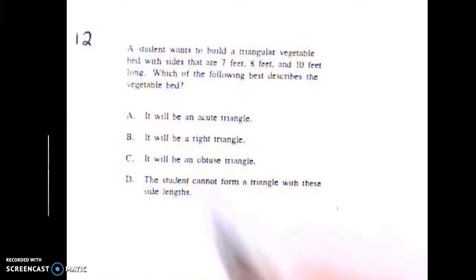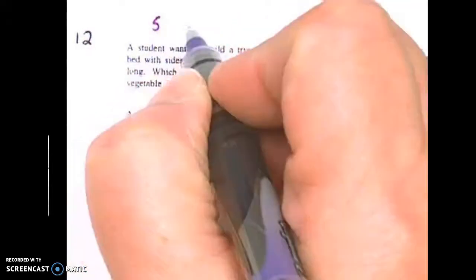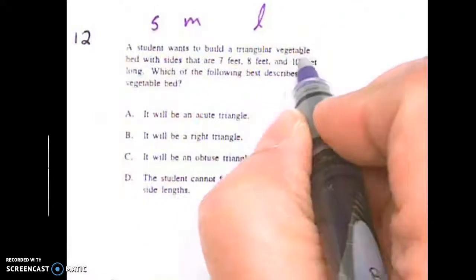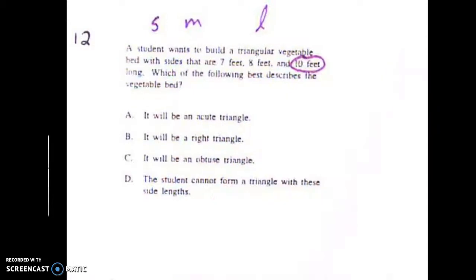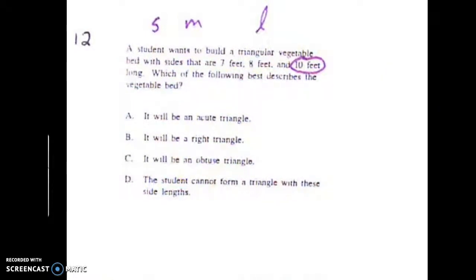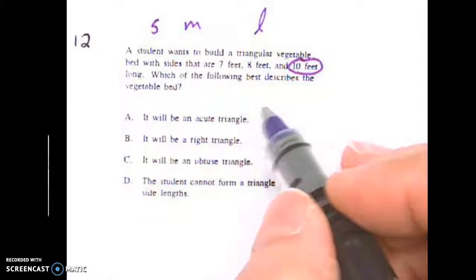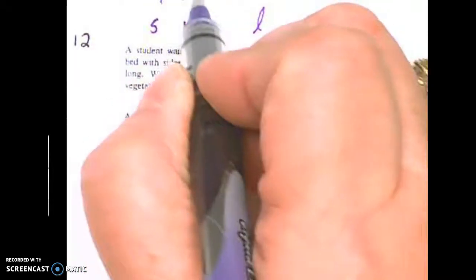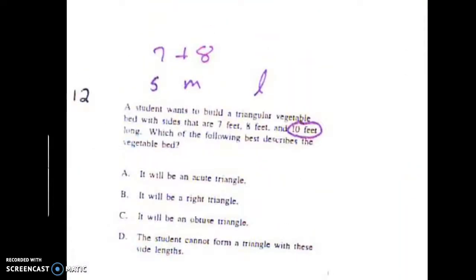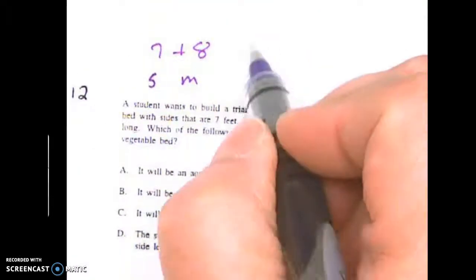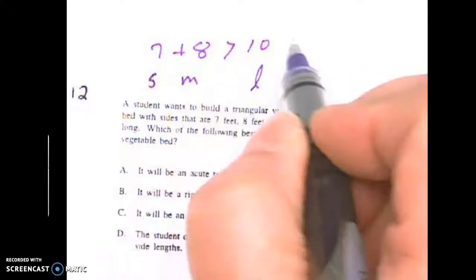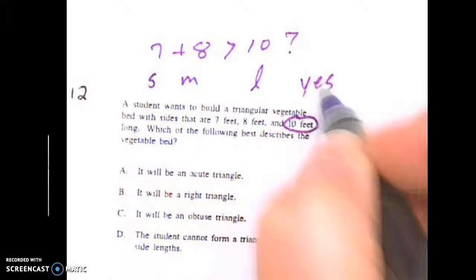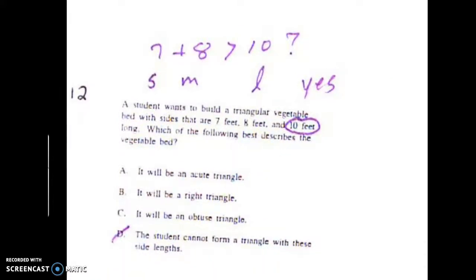Again, you're comparing the small and the medium together to the large by itself. My largest is 10. So the first thing I want to know is, can I form a triangle? If I add together 7 plus 8, is that bigger than 10 by itself? Yes, it definitely forms a triangle. So you know it's not going to be answer choice D.